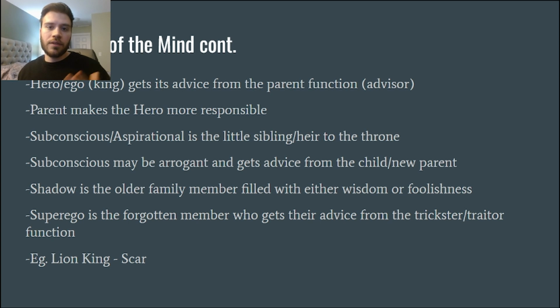And the superego is often the forgotten family member who may get advice from the trickster or the traitor function in its superego role, and they're more of an outsider of the family, and they might have a position of, I want to take over the family, I want to dethrone the king myself. So think of the Lion King with Scar, who wants to dethrone the king, Simba as the subconscious, the aspirational. Think of it in that way, where Scar is looking to overthrow, and he represents the superego of the kingdom.